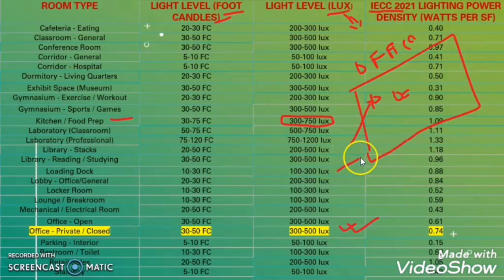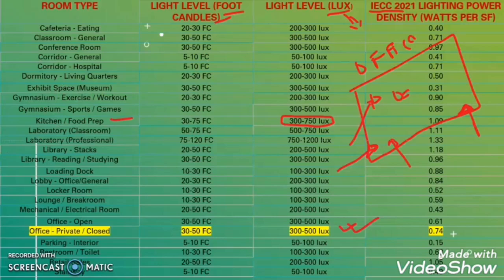You can easily imagine that if this space is a parking lot, then we don't require as much brightness as we require in the office area, because in the parking lot we only need to park the car, but in the office area we need to do paperwork and read documents. So in the office area we need more brightness, more lights. Hope you understood this concept.